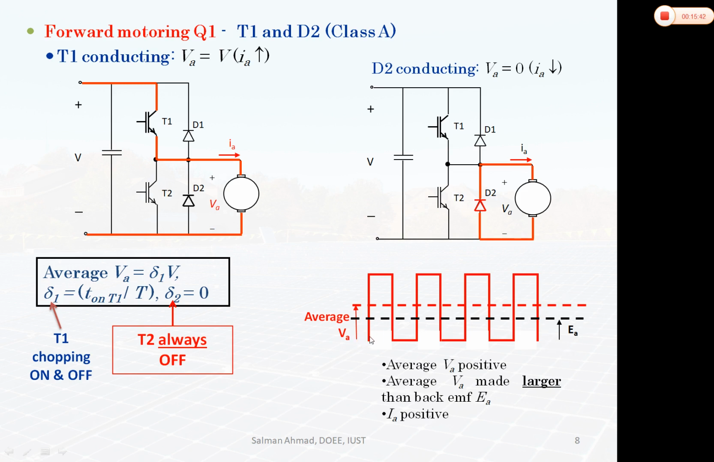You can see the armature voltage is high, then low, then again high depending on the duty cycle, but the average value, represented with the red dotted line, must be greater than the back EMF voltage, represented with the black dotted line. So average VA is positive, armature voltage is larger than back EMF, and IA is positive. So this is the motoring mode operation in quadrant 1.